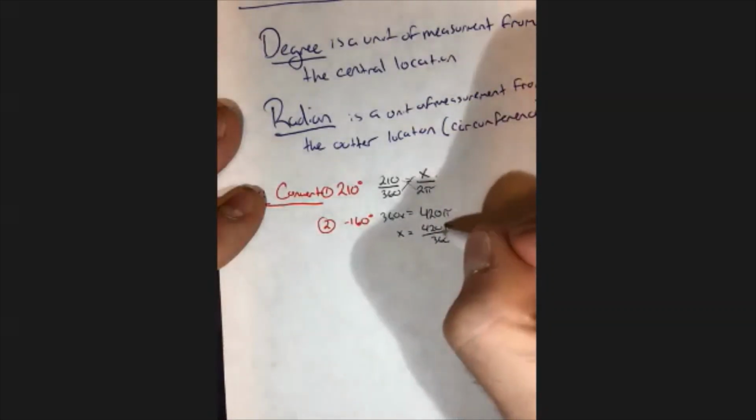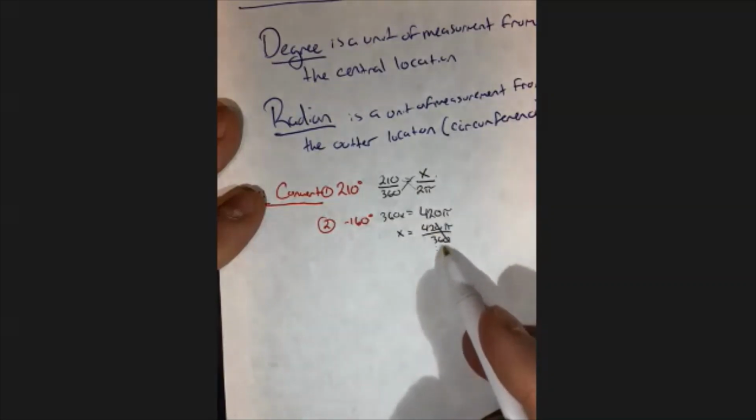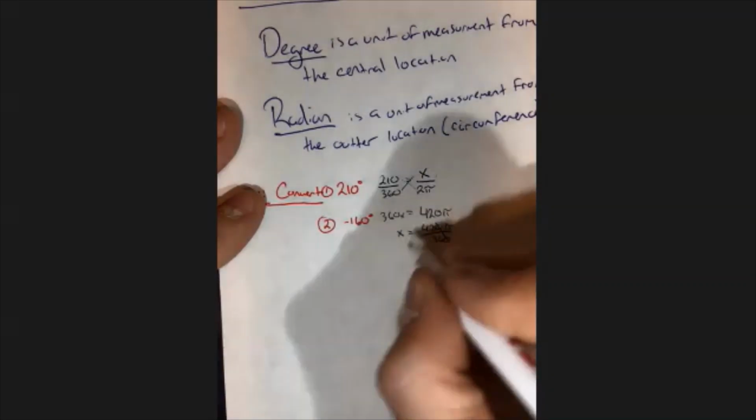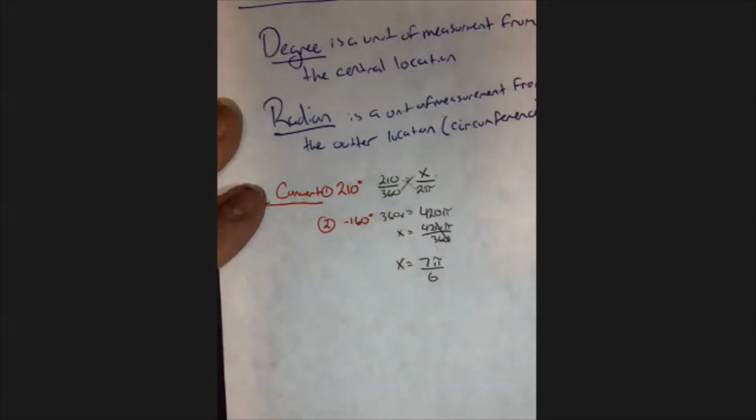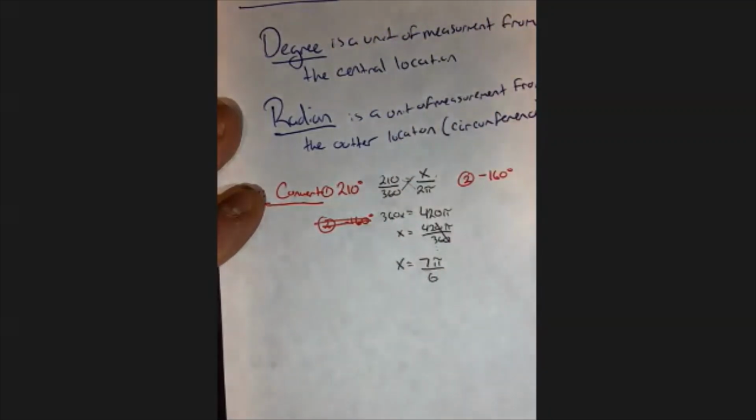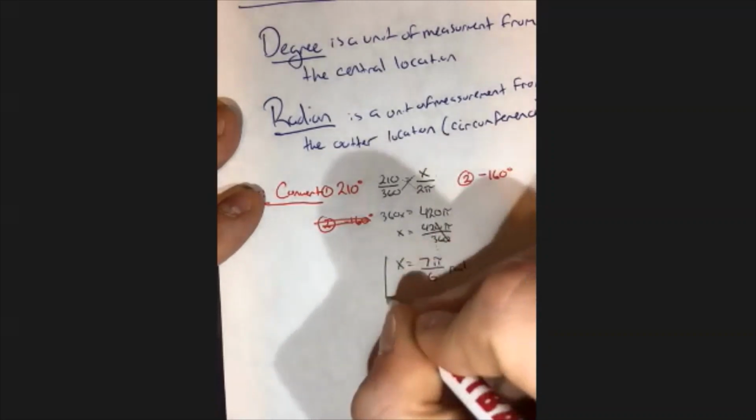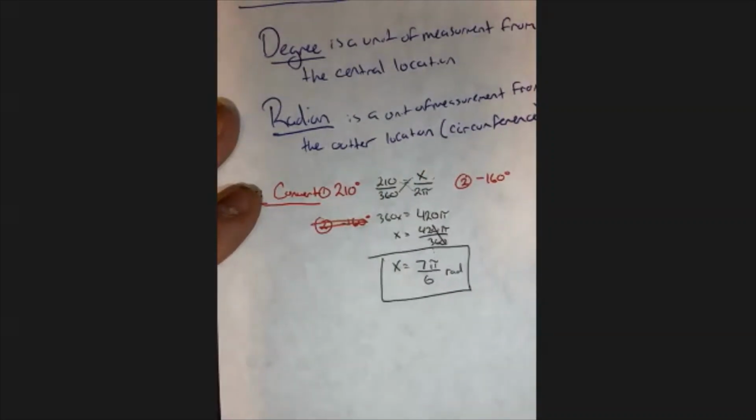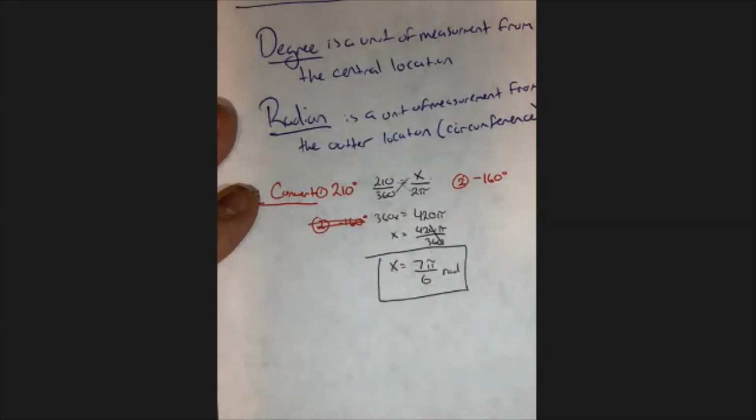I notice that I can reduce these both by 10. 42 over 36. Both of these are divisible by 6. That's 7, and that is 6. 7 pi over 6. So I know the fact that this is 7 pi over 6 radians. And because I did the conversion from degrees to radians, I am going to necessitate that I label that.